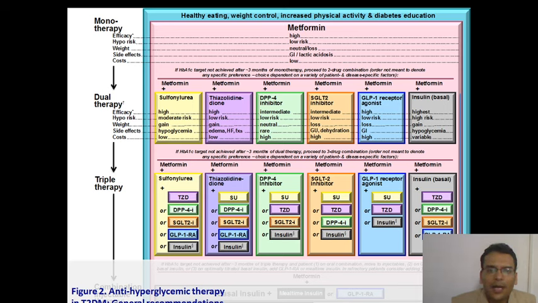Subsequently, if HbA1c targets are not met, then you could switch to triple therapy, which could include addition of one of these various agents, and you have to consider various factors like efficacy, risk of hypoglycemia, weight, side effects, and cost before deciding therapy for a given patient. So there is no one therapy that can be ideal for all patients, so you have to individualize and decide the best possible treatment option in each patient.